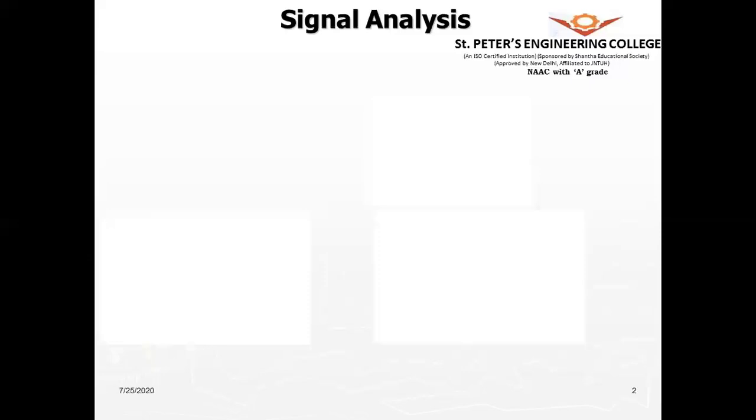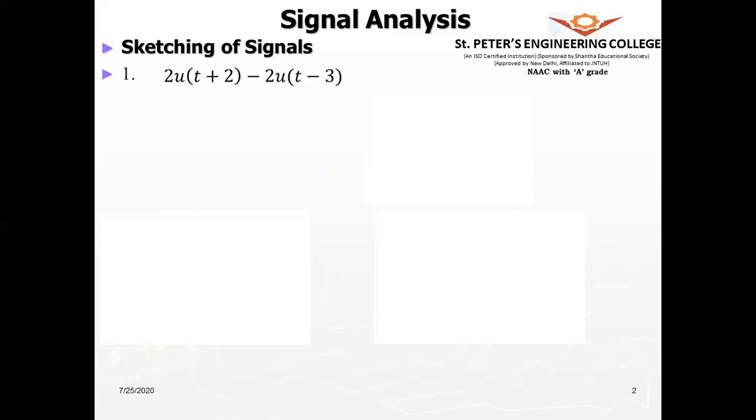So first, let us look into sketching of different signals. We have to sketch this signal: 2 into u of t plus 2 minus 2 into u of t minus 3. We already know what a unit step function is, which is represented as u of t, shown like this, which is equal to 1 for t greater than or equal to 0. It has a constant amplitude of 1 and it starts at 0 and goes on up to infinity. So this is u of t, the unit step function.